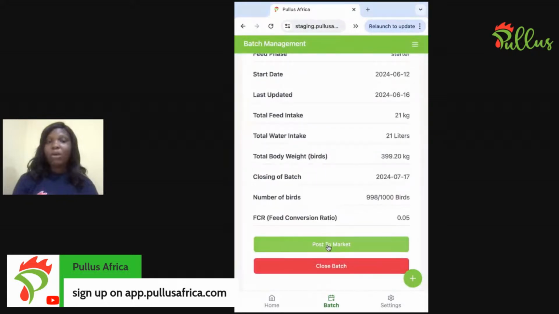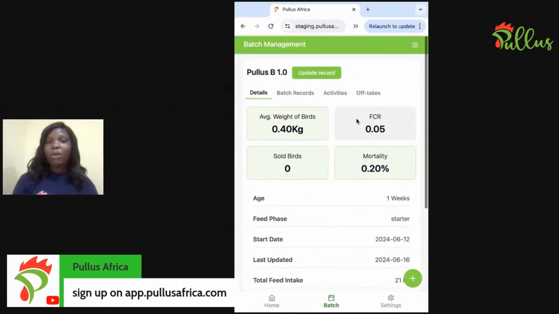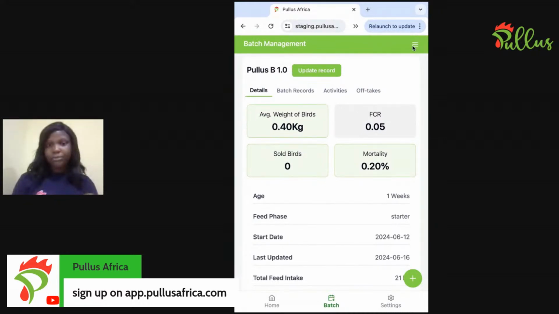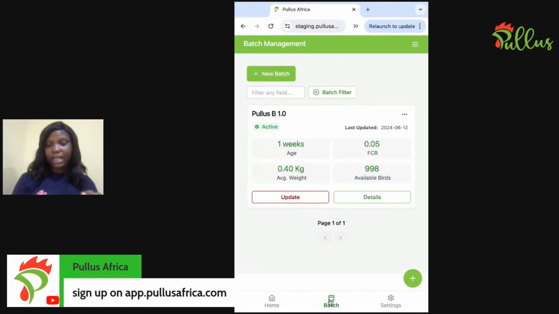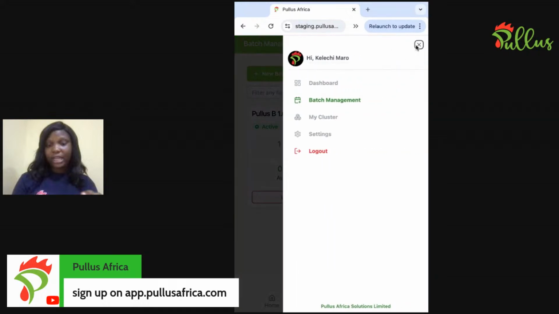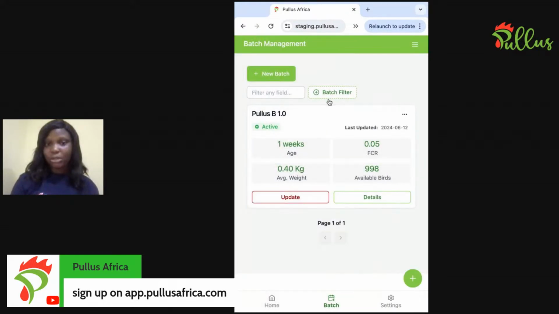So if you want to post to market, all you need to do is come to your, let's just try that again. Come to, either you click on this badge or you come to these 3 buttons up by your right hand side. Click on batch management and you see view all your badges. Now on this page you can see all the number of badges. If you have 1000 badges, you're going to see all of them, both the active and inactive and all of that, right?